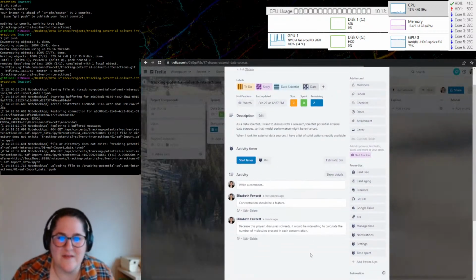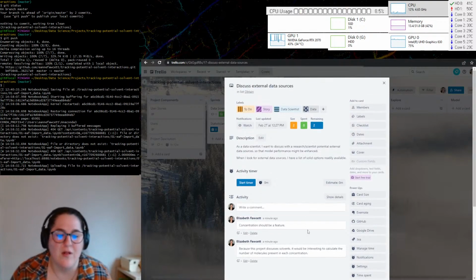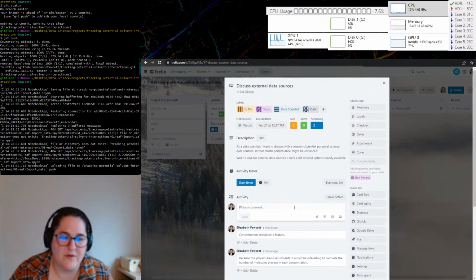But something that might also be interesting is getting the number of molecules present. I think I discussed this on Monday. That might create a collinearity problem, but that's something we can test for and figure out. Concentration is a representation of the number of molecules present, but it's a ratio. So it might be better to have the total number of molecules present than just the concentration available. That's something that would be interesting.